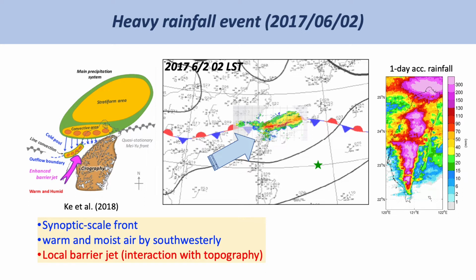For the first topic, we would like to explore whether assimilating ocean surface wind data can improve the wind analysis and later the precipitation prediction for the heavy rainfall event on June 2nd, 2017. This event is governed by a synoptic scale front, and warm and moist air by the southwesterly that brings a lot of moisture in, and a local barrier jet, that's the interaction with the topography. And within one day, we have total precipitation amount of more than 300 millimeters.